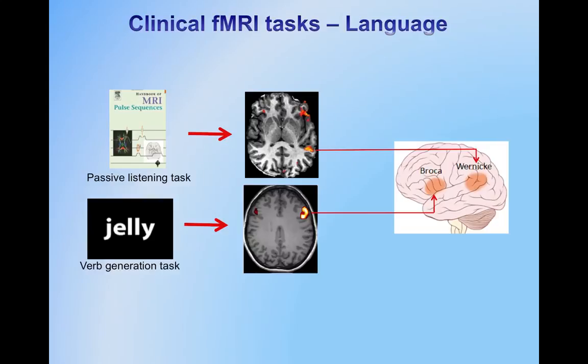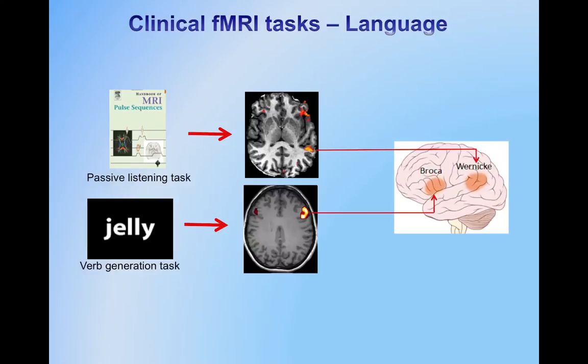Okay, so another functional task that we do is language. So we're trying to look at the parts of the brain that activate when you're talking or listening to language. So there's two areas, Broca's and Wernicke's. Wernicke's is specifically for receptive language, and Broca's is more for expressive language. So you can kind of tailor your task to try and highlight these different areas.